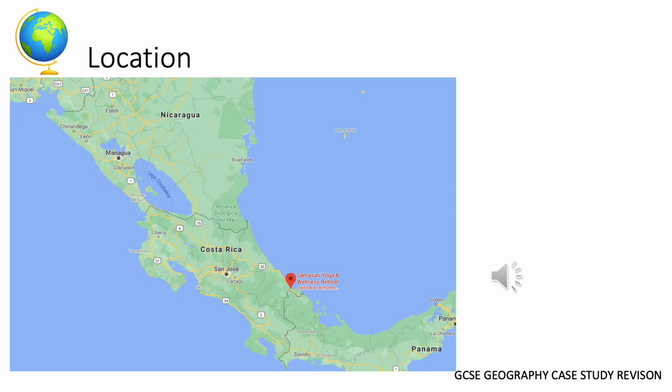By looking at the map, you'll be able to see that the Samasati Nature Retreat is located in the southeast of Costa Rica, which is in Central America.